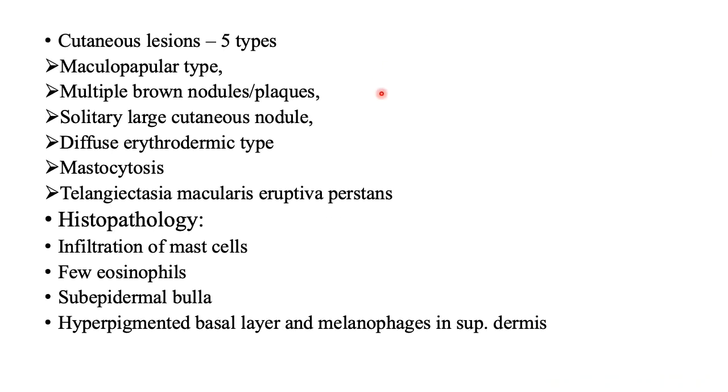5 types of cutaneous lesions are seen in urticaria pigmentosa. These are maculopapular type, multiple brown nodules or plaques, solitary large cutaneous nodules, diffuse erythrodermic type, and telangiectasia macularis eruptiva perstans, which is seen in adults. In the multiple nodules or solitary nodule variant and the diffuse erythrodermic type, bullous lesions are commonly seen.